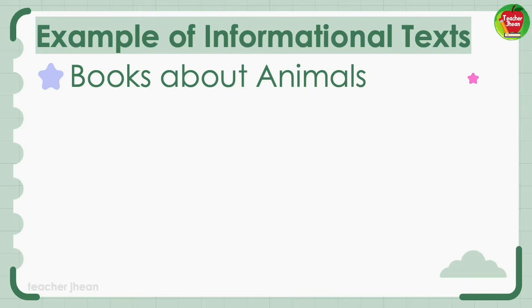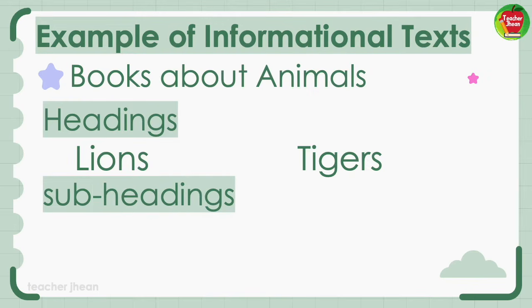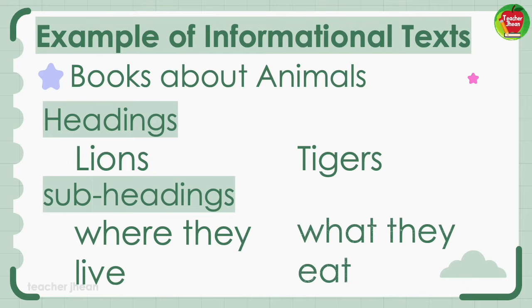Here are some examples of informational text. Books about animals. This type of text teaches you the facts about different animals. It has headings like lions or tigers, and under each heading there are subheadings such as where they live or what they eat. The text is full of facts and is organized clearly, so it's easy to find information.